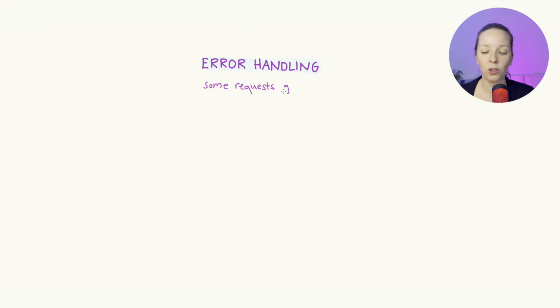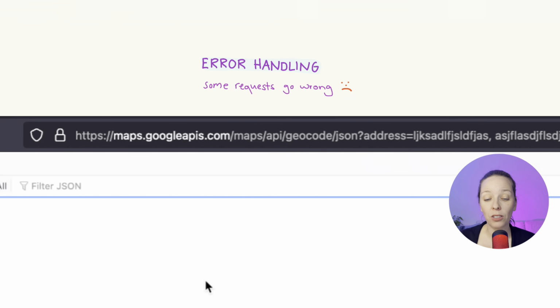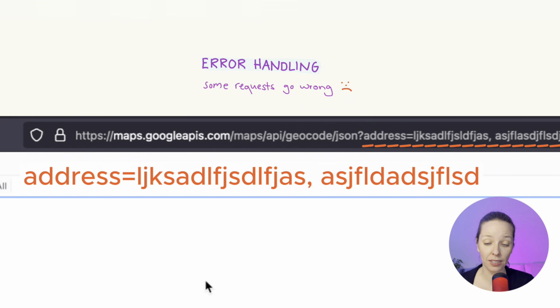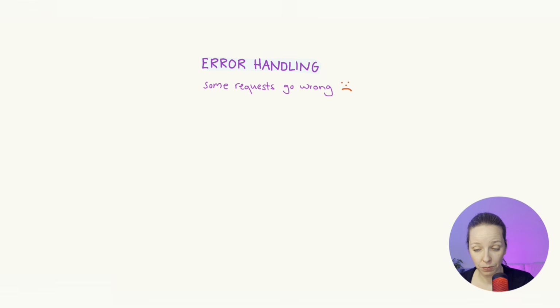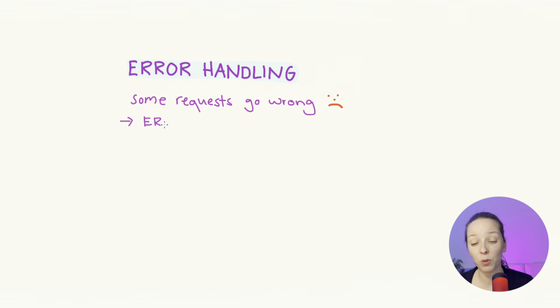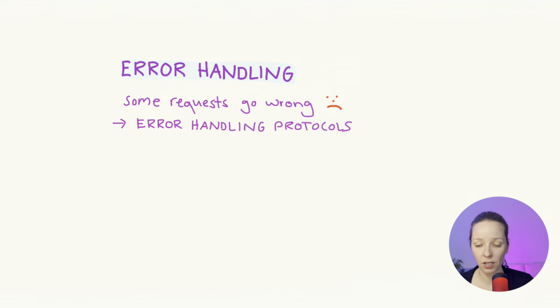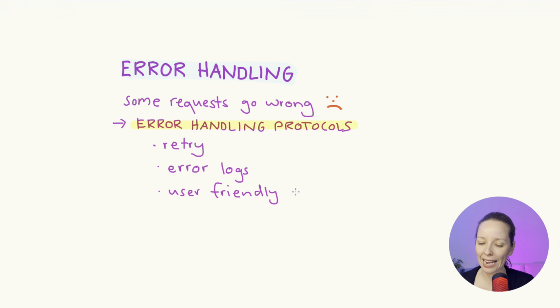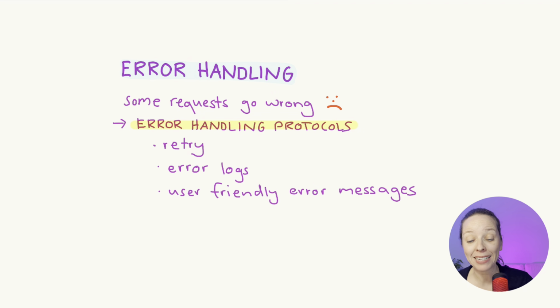Not all API calls will succeed. For example, when I make a call with a non-existing address, I get a response like this. Work with developers to establish robust error handling protocols, such as automatic retries, detailed logging, and user-friendly error messages. This ensures that user experience remains seamless even when something goes wrong.